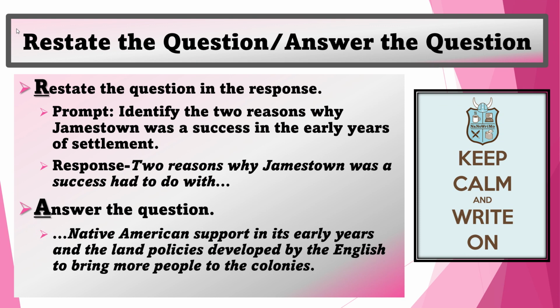I'm restating the question by saying two reasons why Jamestown was a success had to do with Native American support in its early years and the land policies developed by the English to bring more people to the colonies. R and A is done. So that's not so tough. You can almost do R and A in one sentence if you're really good.